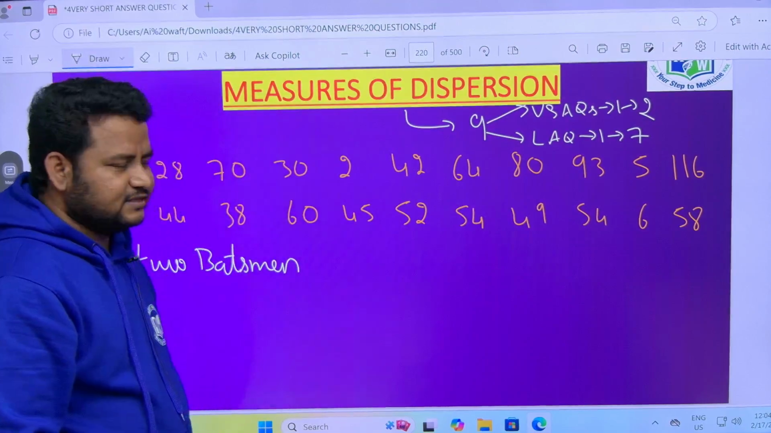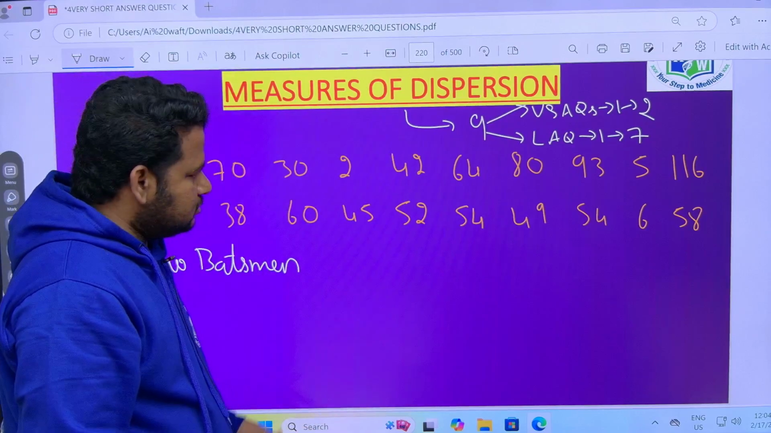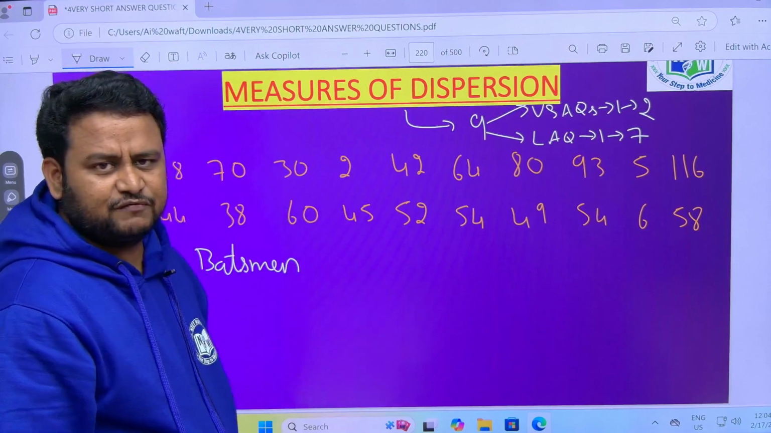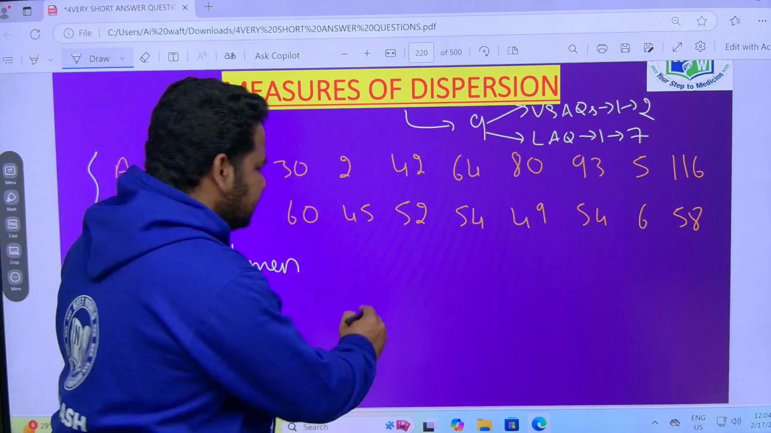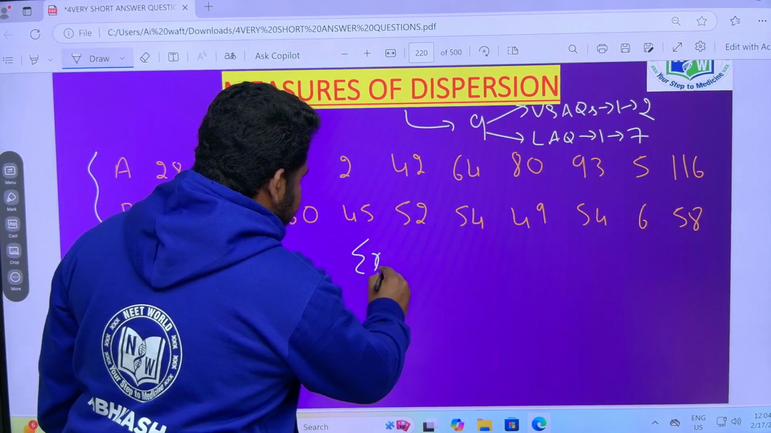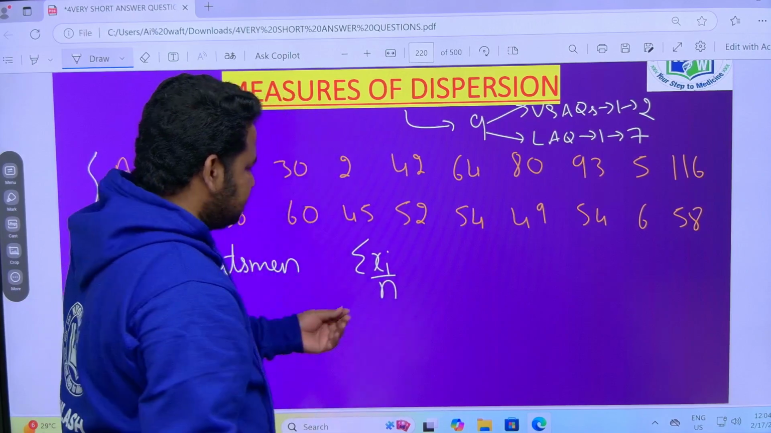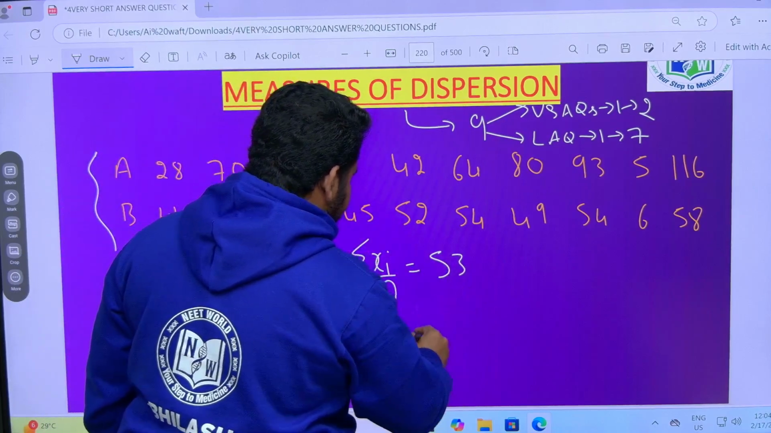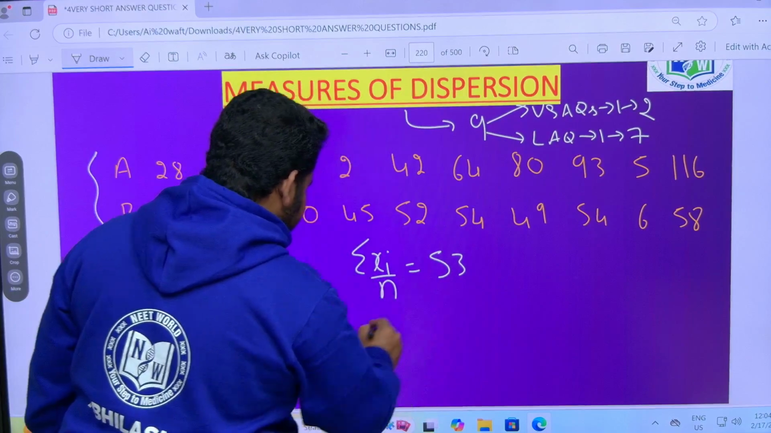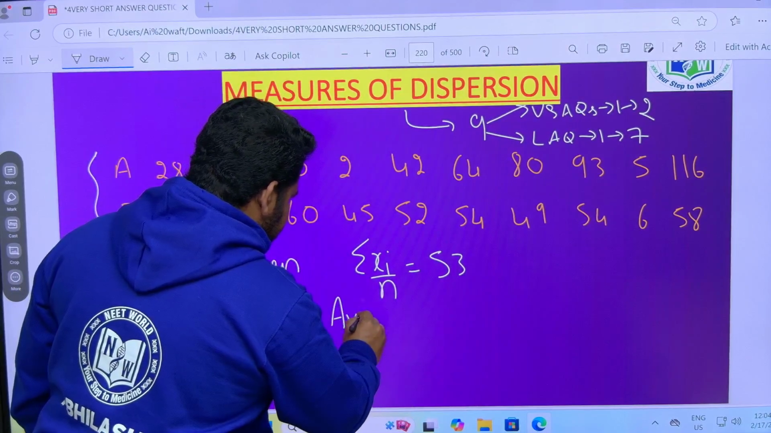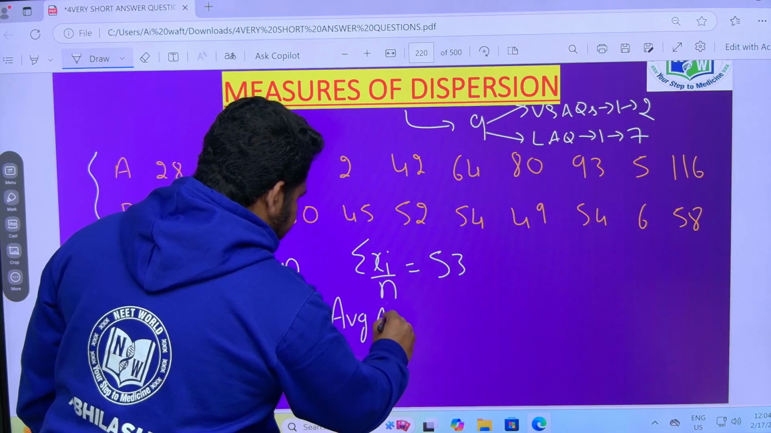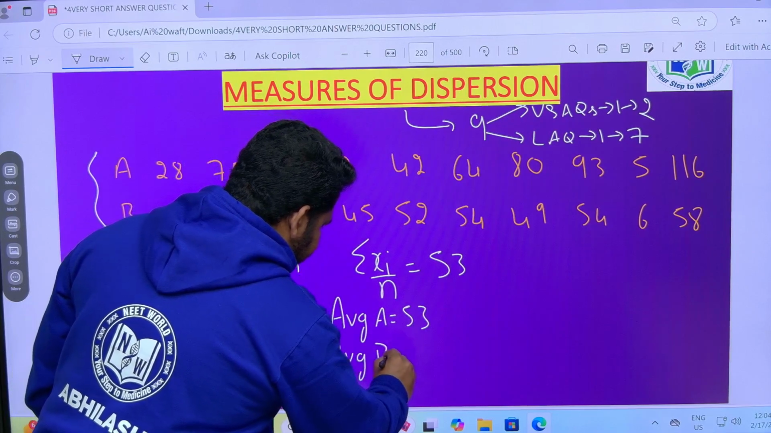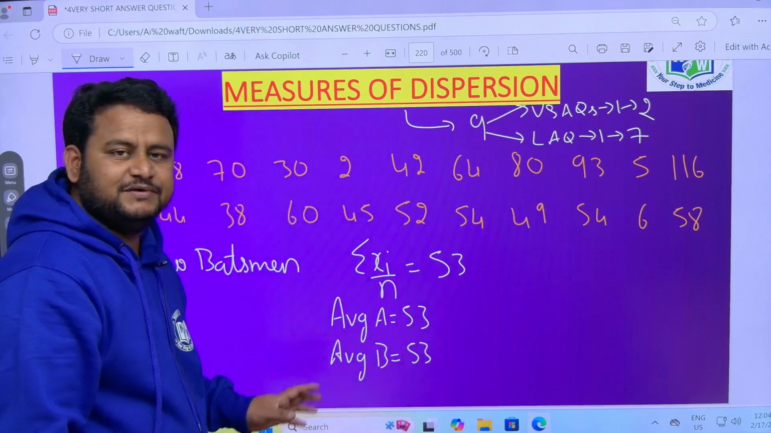Looking at this, what will we get to know? Suppose you want to find the average of these two batsmen. To find the average, you are finding the arithmetic mean. Arithmetic mean is the summation of xi divided by the total number of observations, that is, total number of innings. So we will get 53. The average of A will be 53, and the average of B will also be 53.